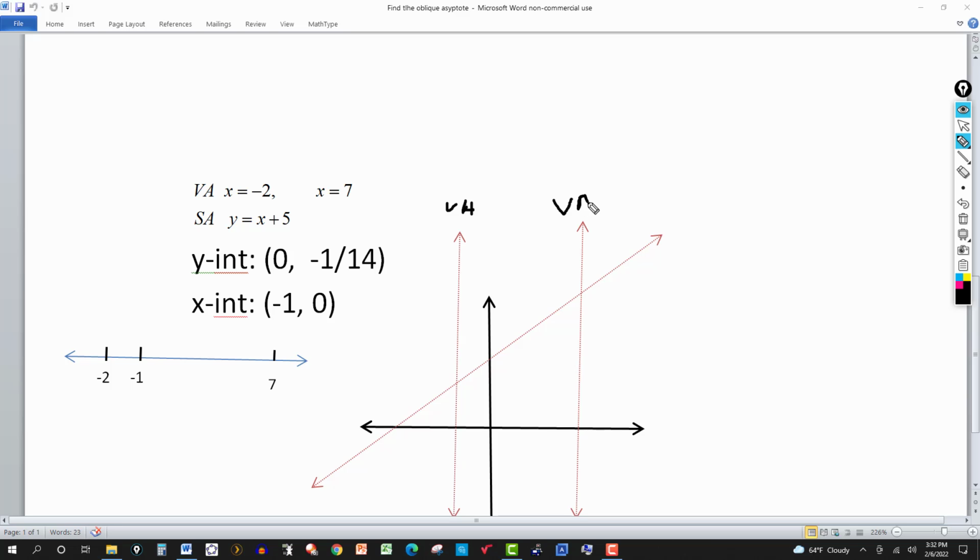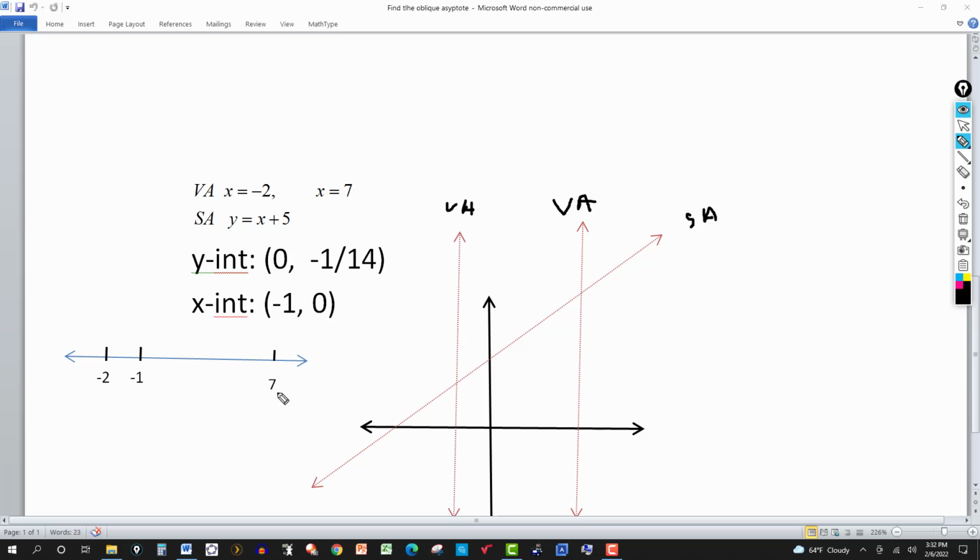Vertical asymptote there. And the oblique or slant asymptote is this line right here. So I plotted 2 points for that line. 0 and 5 would be right there. Negative 5 and 0 would be over here.